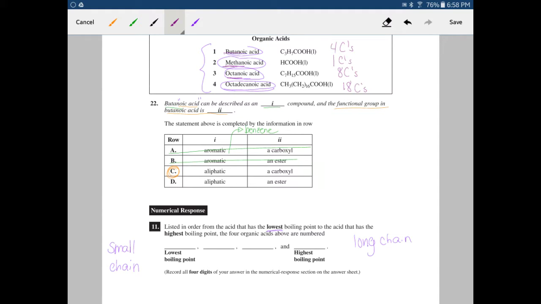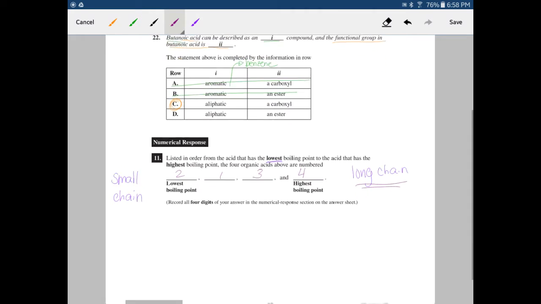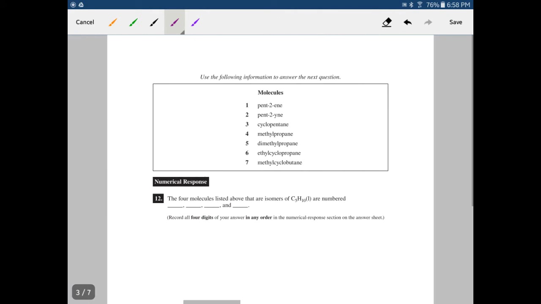So our highest boiling point is going to be our 4, 3, 1, and 2. So we have 2, 1, 3, 4 as our order. And that is simply based on the chain length. So that is another important thing to take a look at. All right, let's take a look at the next question here.